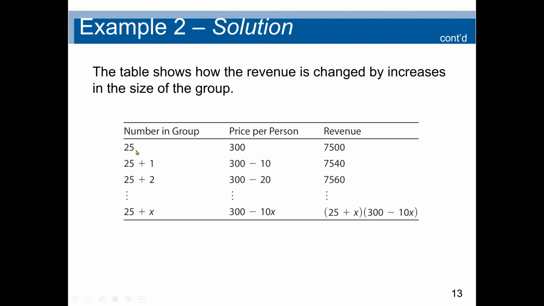The number in the group is 25. Okay, that's perfect. Each person pays 300 then. 25 times 300 will give us 7,500. Now, the number in the group is 25 plus 1 extra. So this means we cut it down, 300 minus 10. That will give us 7,540.